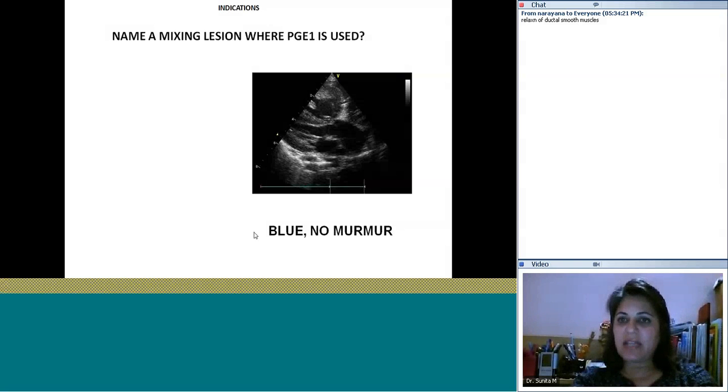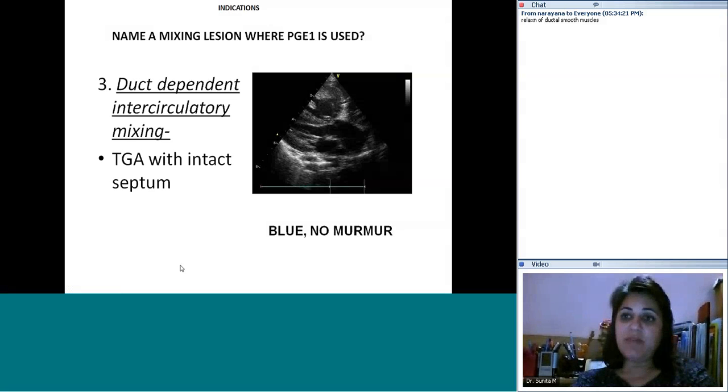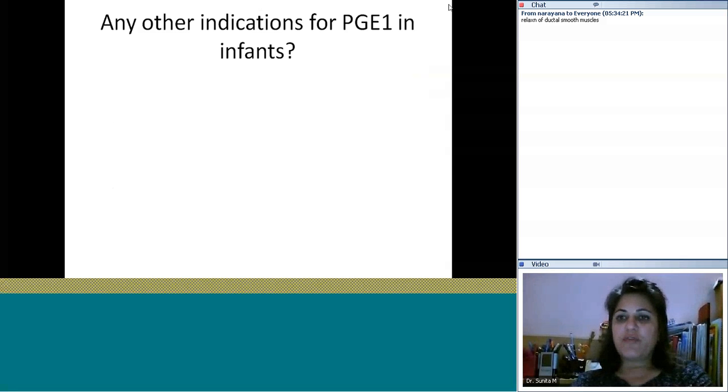Okay. So mixing lesion where you need prostaglandin E1 is transposition of the great arteries with intact ventricular septum. Now obstructed infradiaphragmatic TAPVC to the ductus venosus is another indication for prostaglandin, but it's not a mixing lesion. It would come under your, well, to some extent, but it comes under your obstructive lesion. In that sense, it's still a right heart, left heart lesion because the pulmonary veins are obstructed. But when you talk about pure mixing lesion, then TGA with intact septum, typically they'll be blue and they'll have no murmur.